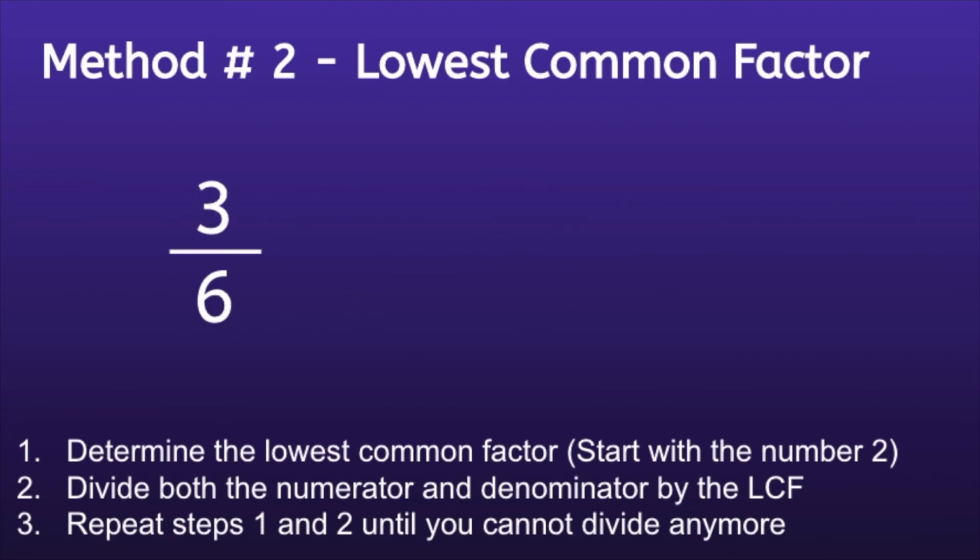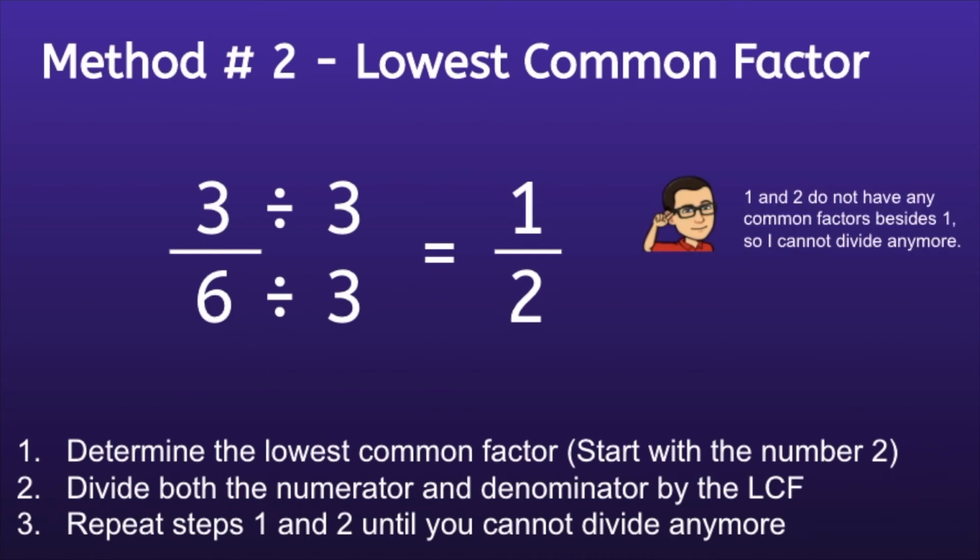I know that 3 cannot be divided by 2 because it is an odd number. 3 can be divided by 3 though. 6 can also be divided by 3 because both 3 and 6 are divisible by 3. 3 divided by 3 is equal to 1, and 6 divided by 3 is equal to 2. And since 1 and 2 do not have any common factors besides 1, we know that we cannot divide anymore. So 1 over 2, or 1/2, will be the final simplified fraction.